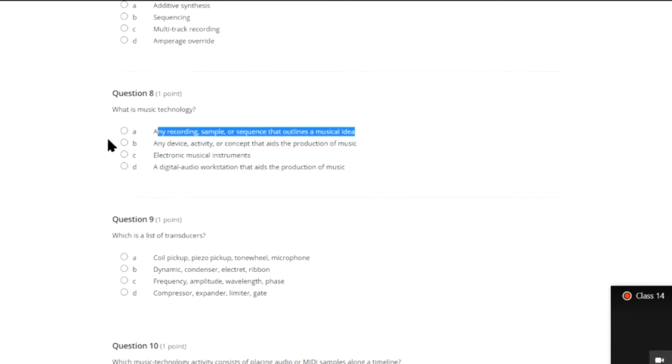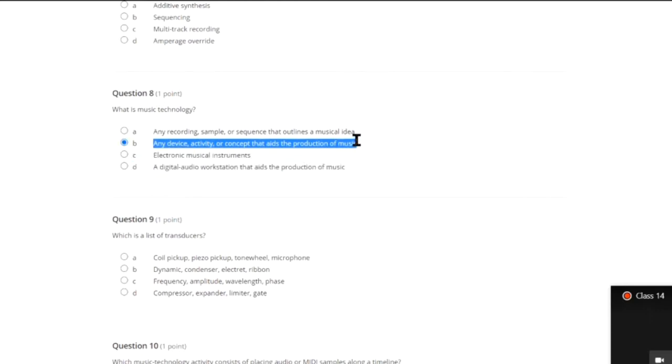Well, that all sounds very fancy, but of course, music technology is any device, activity, or concept that aids or supports the production of music.